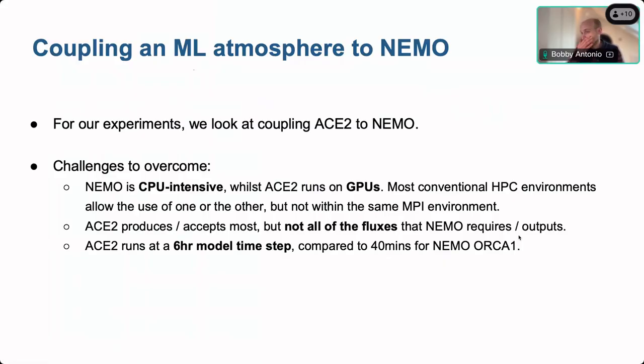And obviously, ACE2 runs at a 6-hour model time step, whereas NEMO runs at a much smaller time step. So we have to make sure that there's not some kind of problem with that mismatch, and that the fluxes NEMO is getting are still up to date and realistic.